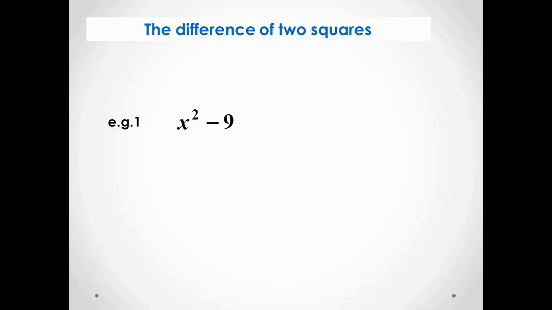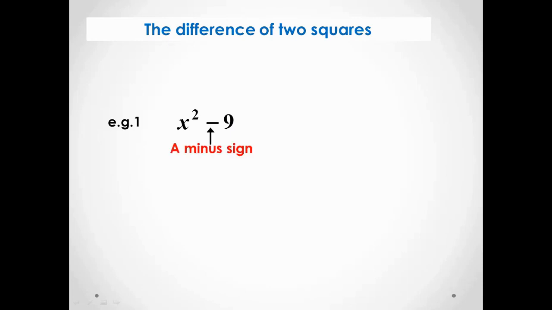Now look at this example. We have x squared minus 9. The key terms here are the difference and two squares. Now if we know what difference means as it relates to maths, then we know that it is a minus or a subtraction sign. And two squares, where we look at the two terms here, we have an x squared and we have a 9.